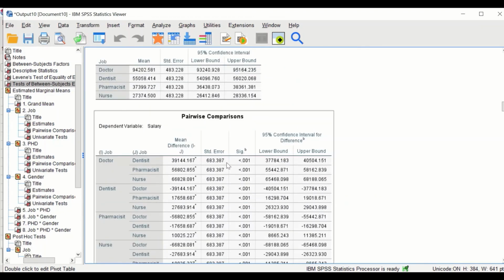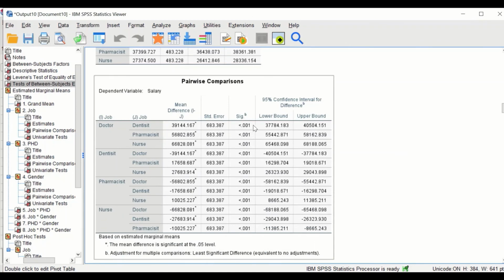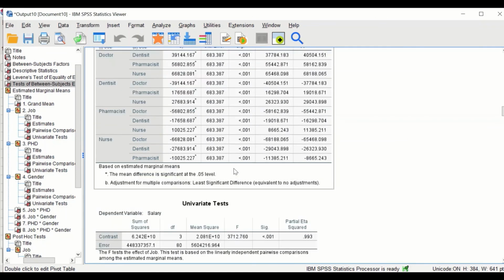This table shows the pairwise comparison using Tukey test, since we have 4 levels in that factor, doctor, dentist, pharmacist, and nurses, and the test will combine and test pairwise groups to find whether there is a significant difference between doctor and dentist, or doctor and pharmacist, or doctor and nurses. The analysis here shows that there is a significant difference.